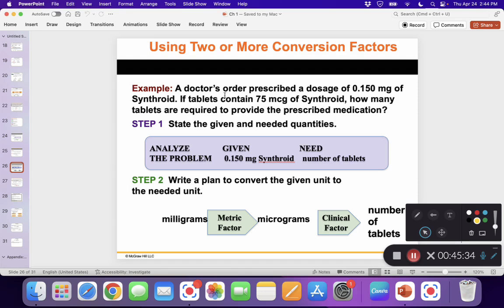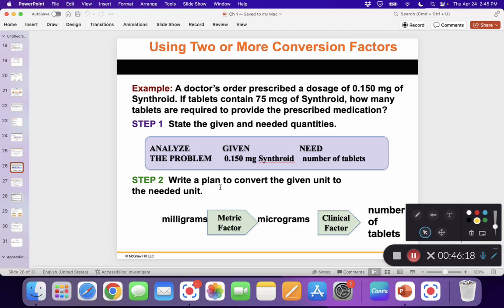Okay, so let's see this question. A doctor's order prescribed a dosage of 0.150 milligram of synthroid, some kind of medicine, if tablets contain 75 mcg. Mcg means microgram. In the healthcare profession, when they write the micro sign, that might be very confusing, that might be ambiguous with the lowercase letter m. That's why they started to write mcg, so that there will be no confusion. So this is a microgram. How many tablets are required to provide the prescribed medication?